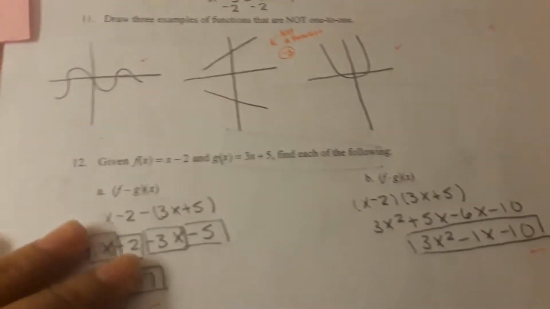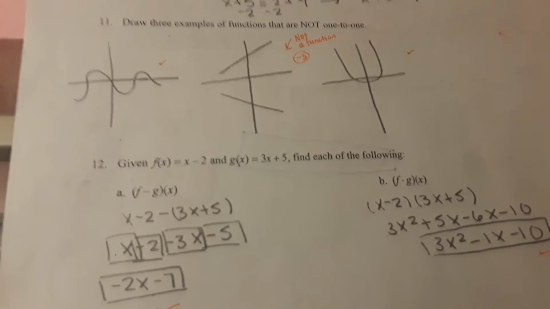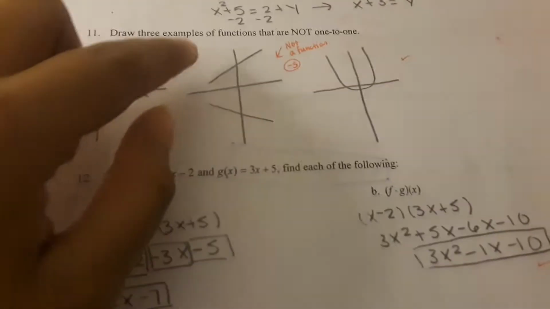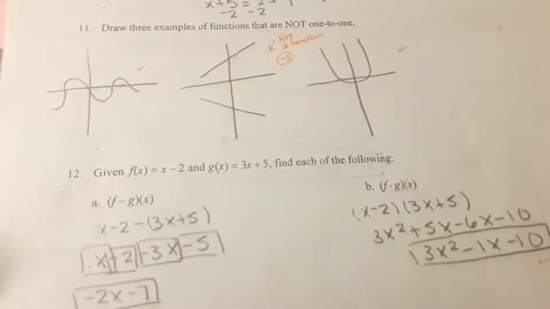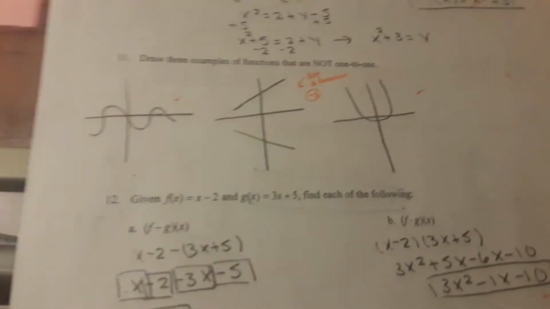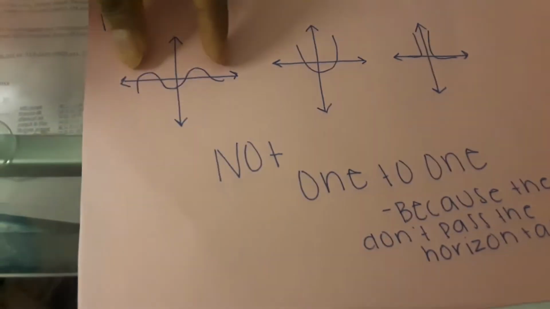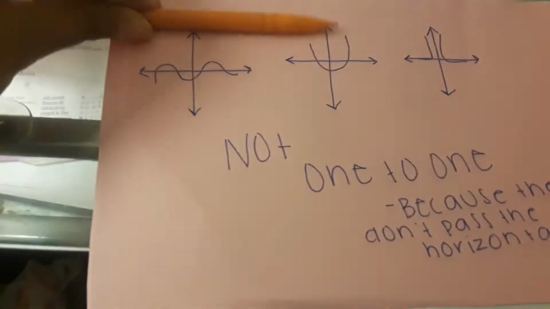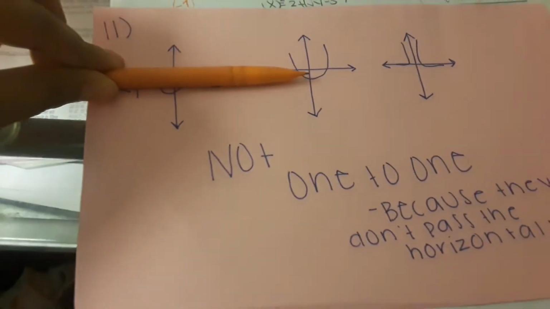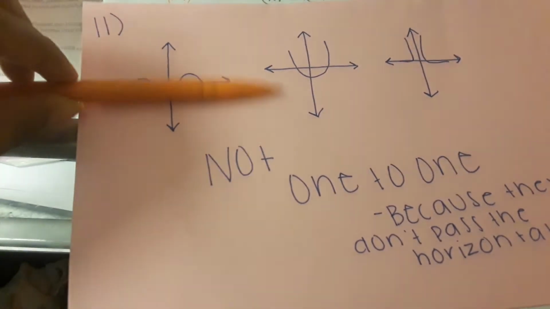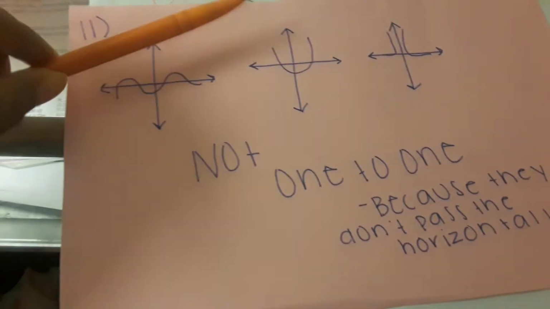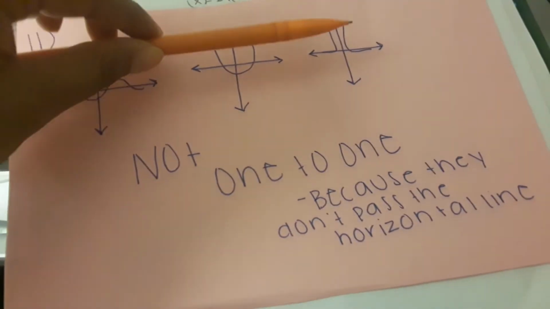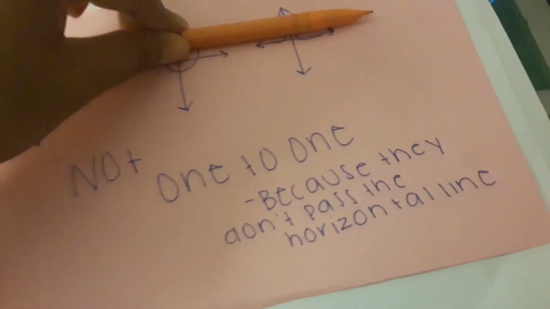The other problem I got wrong is: draw 3 examples of functions that are not one-to-one. The reason why these are not one-to-one is because they do not pass the horizontal line test, meaning that if we were to put a line like this, they touch 2 times. They don't just touch 1 time. And then here they touch 2 times, and here they touch 2 times.